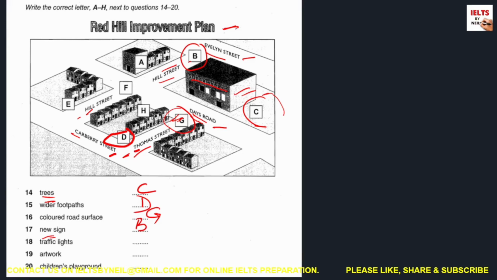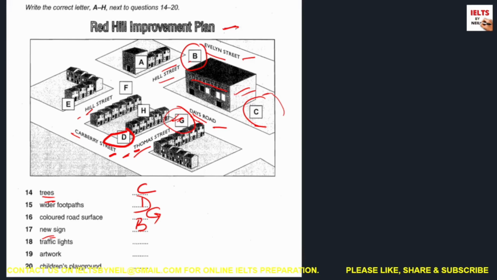Okay, moving on to the next one. Next is traffic lights. Enable traffic to exit at all times. Something we're planning to do to help control the flow of traffic in the area is to install traffic lights halfway down Hill Street where it crosses Days Road.